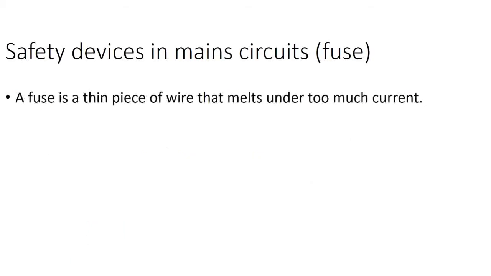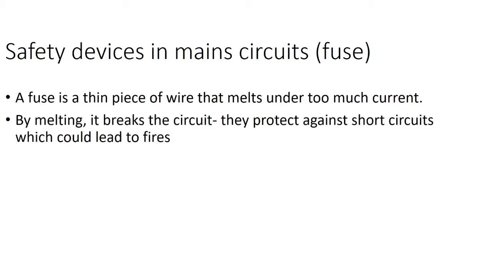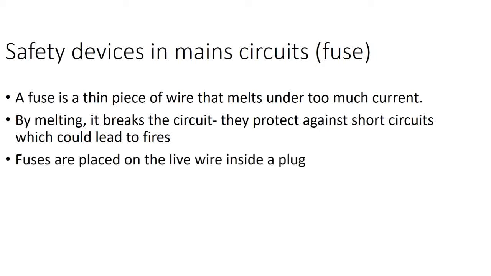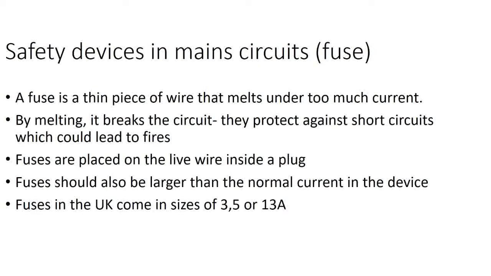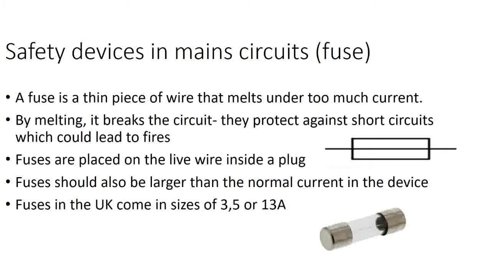A fuse is a thin piece of wire that melts under too much current. By melting, it breaks a circuit, so they protect against short circuits which could lead to fires. Fuses are placed on the live wire inside a plug. Fuses should also be larger than the normal operating current in the device. Fuses in the UK come in sizes of 3, 5 or 13 amps. Here's the circuit symbol for a fuse, and here is a fuse.